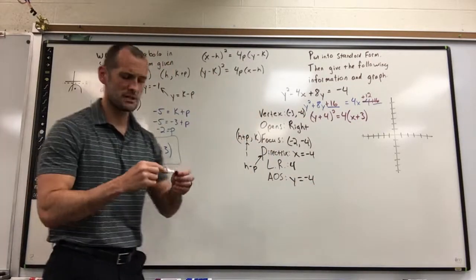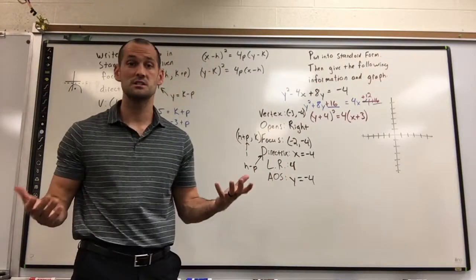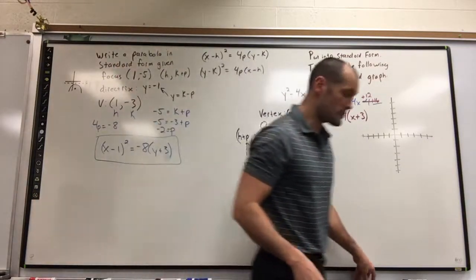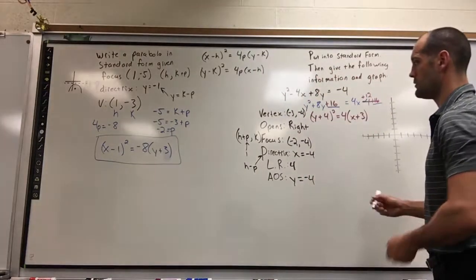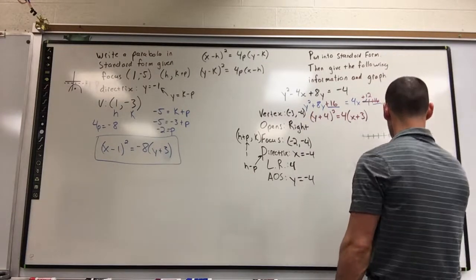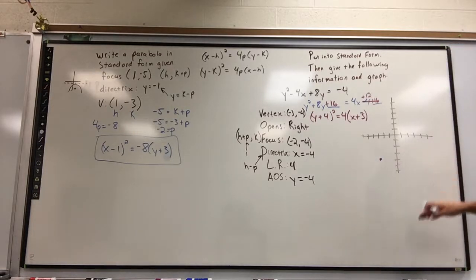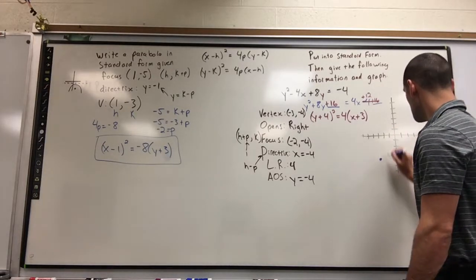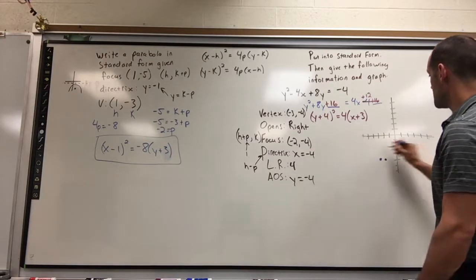Now, I went through that information pretty quick because it is very self-explanatory using the chart, and it's really just memorization. Time to graph. Almost done. Look how easy it is to graph when we have all this information, though. I know I start at negative 3, negative 4. Bam. Got it. I know I'm going to be opening right. My focus is negative 2, negative 4. And my directrix is x equals negative 4.